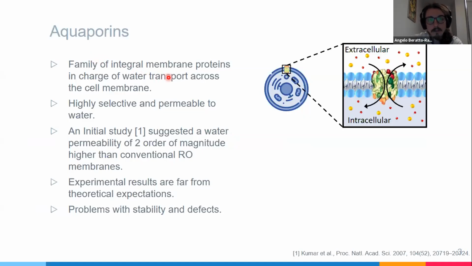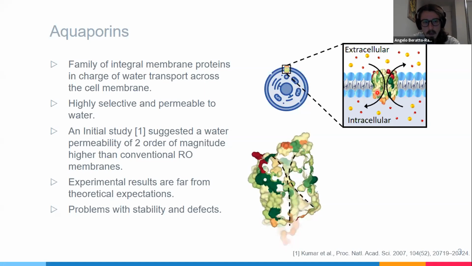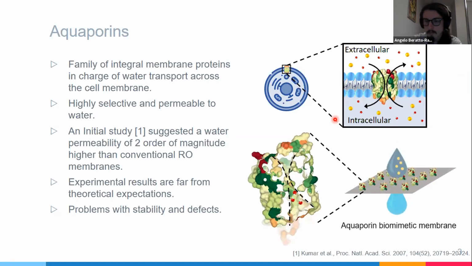Aquaporins are a family of integral membrane proteins in charge of water transport across the cell membrane. This protein forms a bidirectional pore which allows water to enter and leave the cell. This protein is highly selective and permeable to water, and due to its outstanding capacities, the idea emerged to immobilize this protein into a porous substrate for water filtration.